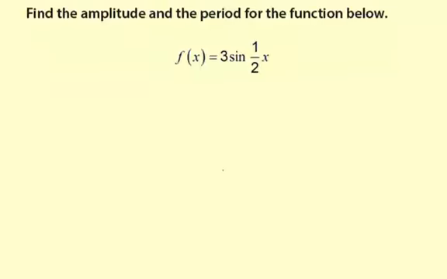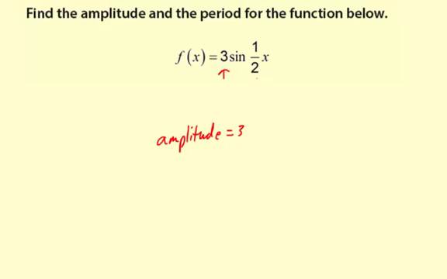Find the amplitude and period for the function shown. Here we have f of x equals 3 times the sine of 1/2 x. Now this number here, the a value, is the amplitude. So I can say right away that the amplitude is 3. And amplitude is the distance from the midline of the function to either the highest point or the lowest point, or the maximum or minimum.